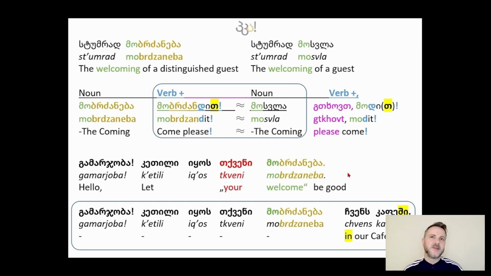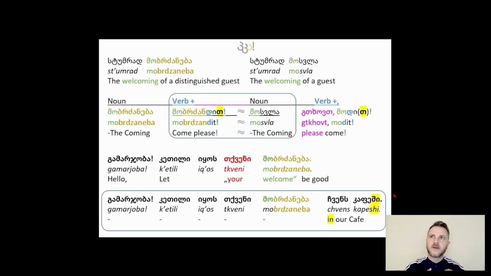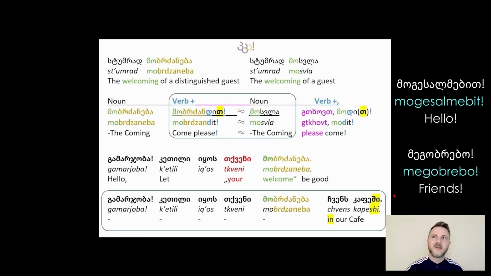translating this phrase is not relevant, simply because you understand now the concept of moBRDZAN-eba, you have the most important part. This is said on television when they have a guest and you have the host on TV. It could be in a cooking television program. Influencers use this. You see this when people welcome you, talk to you on their channel, maybe mine. So you might find, for example, the sort of, hello, friends, welcome. That's English, right? But in Georgian, you've got Mogesal mebit, megobrebo, keteli ichos tkveni moBRDZAN-eba. You see, I've got it memorized, but that's basically a standard influencer talk as well.